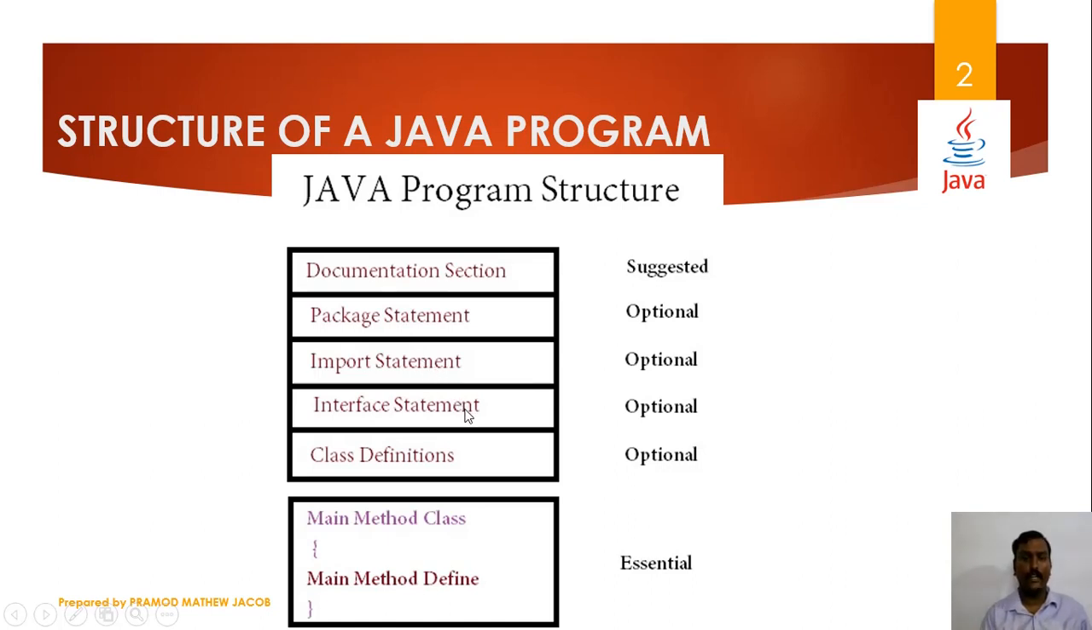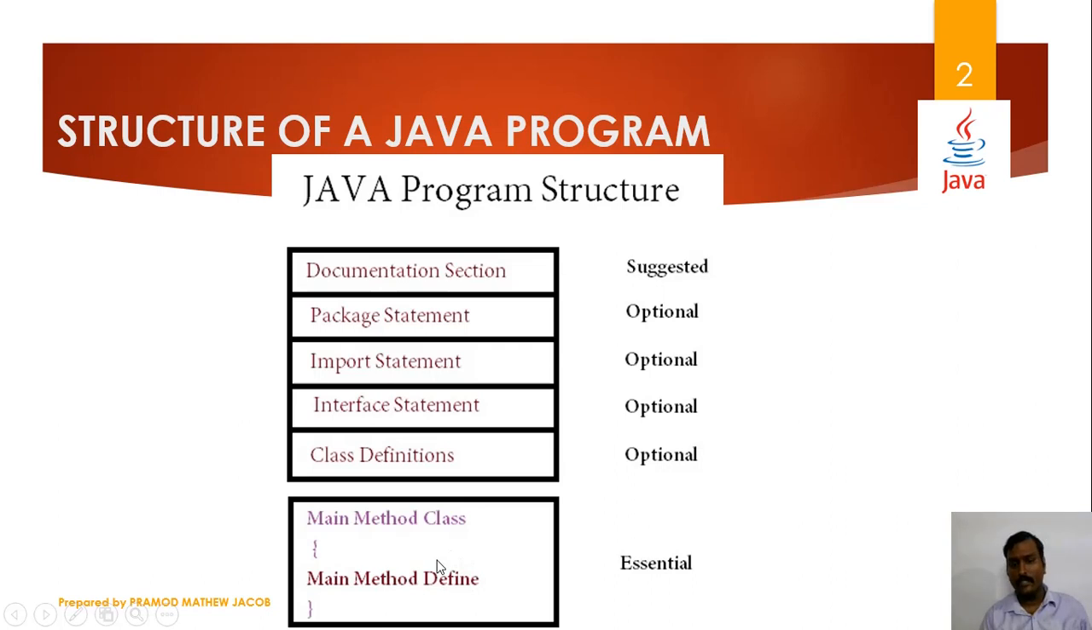Fourth one is interface statement. And next we have to write the definition of every class that we declare. And Java is purely object oriented, so there should be a main method class, and inside that main method class we have to write the main method or the main function, and you have to define that function. So this part is essential in every Java program. There should be a main method or a main function.